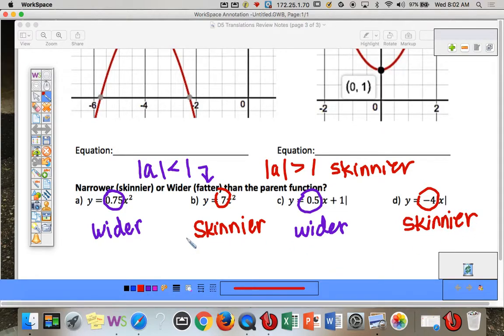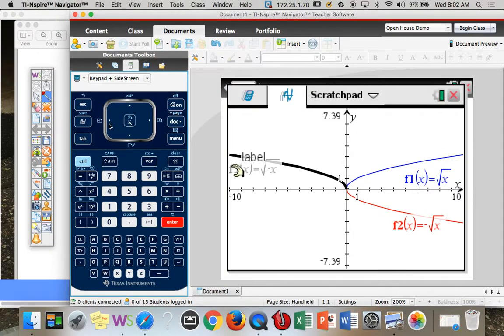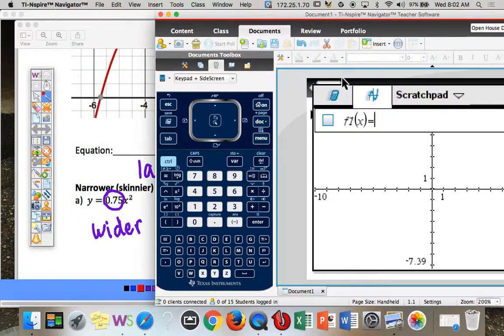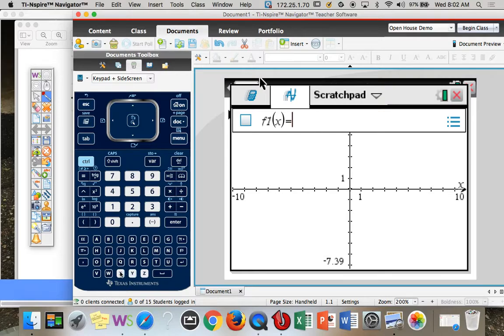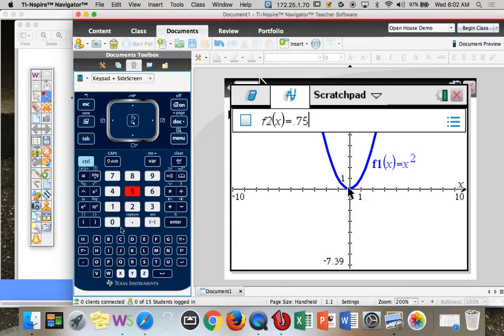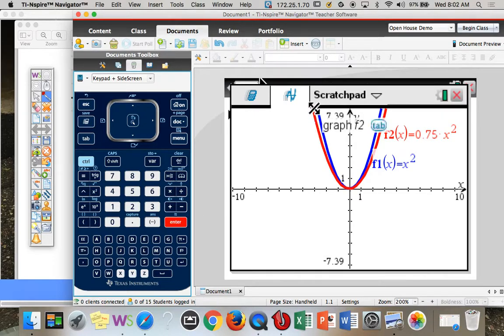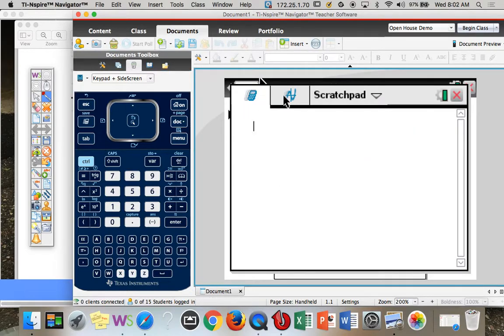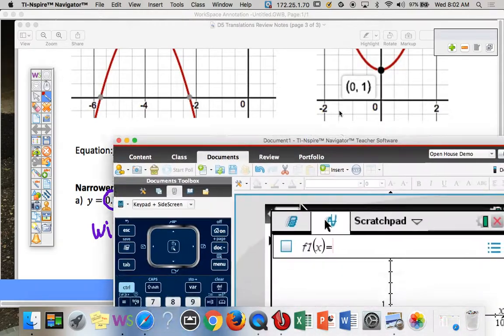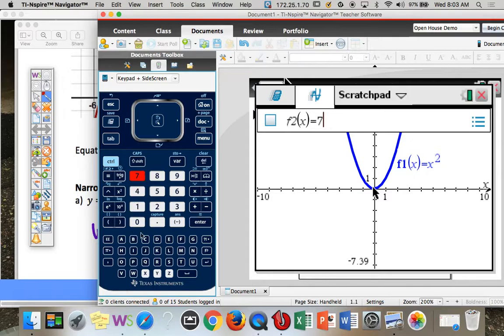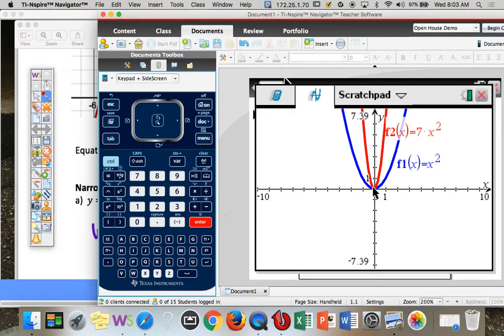So if you wanted to test these, you could graph them. So let me just clear this. Okay, so let's just graph the parent function and then the second function. So the first one was x squared. And then if I wanted to test 0.75 and see that it's fatter, you could do 0.75 x squared. And you can see that it is wider. Let's try the next one. Show you that it's skinnier, so it's 7x squared. So again, I'll do the parent function x squared. And then 7x squared. You see it's a lot skinnier.